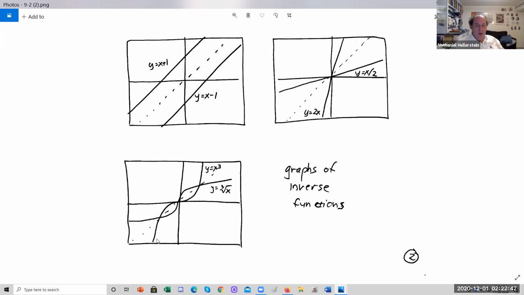Now here we have this. This is the graph of y equals x cubed. Here's a graph of y equals cube root of x. Again, the inverse of cubing. And you get from one to the other by flipping through the diagonal. Flip. So these are how graphs of inverse functions go.